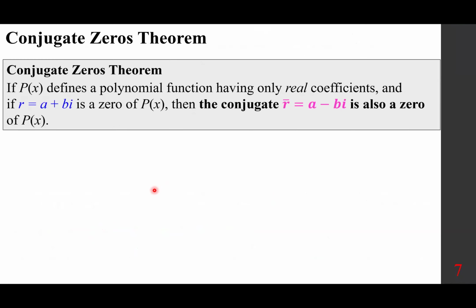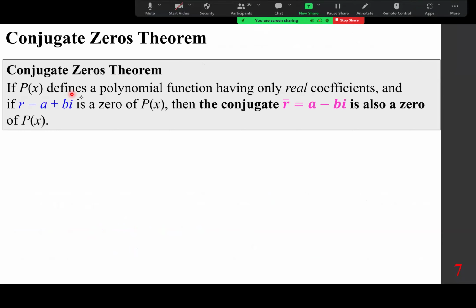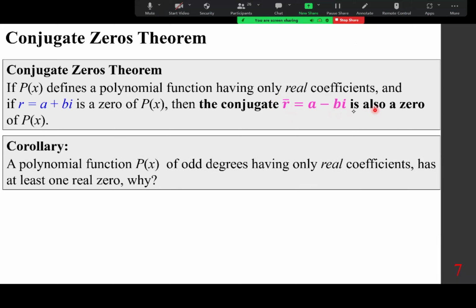Conjugate zeros theorem. If p of x defines a polynomial function having only real coefficients, and if r equals a plus bi is a zero of p of x, then its conjugate, we sometimes call it r bar or just r conjugate, a minus bi, is also a zero of p of x. Corollary. A polynomial function p of x of odd degree having only real coefficients has at least one real zero.